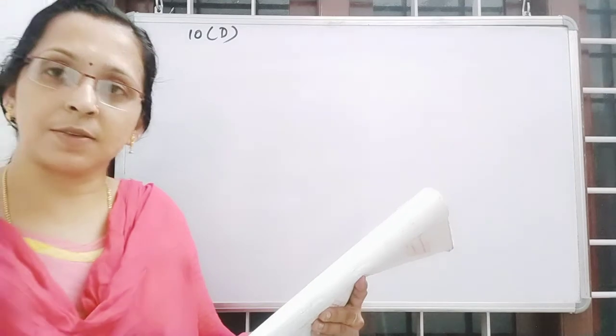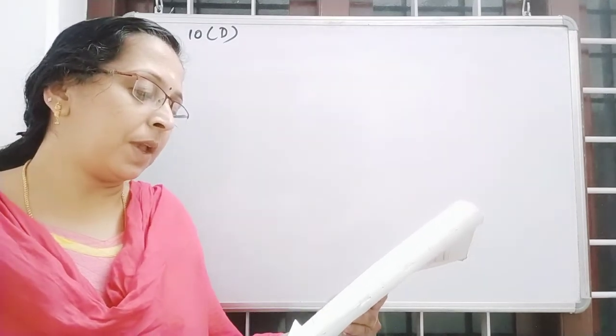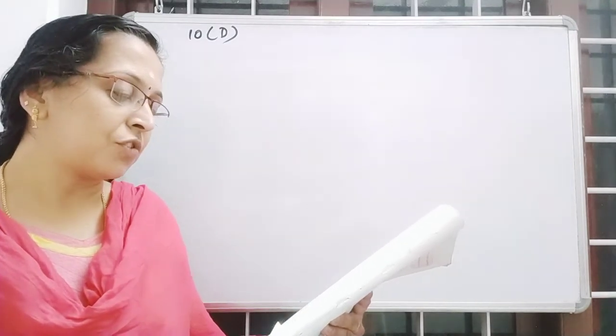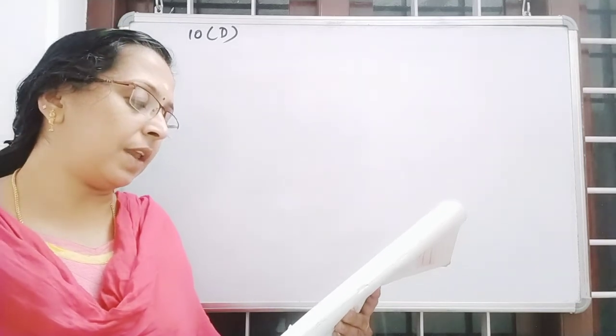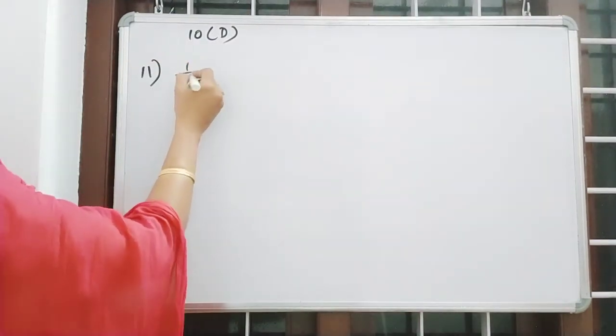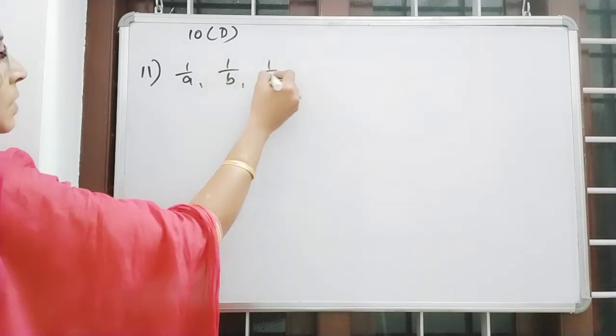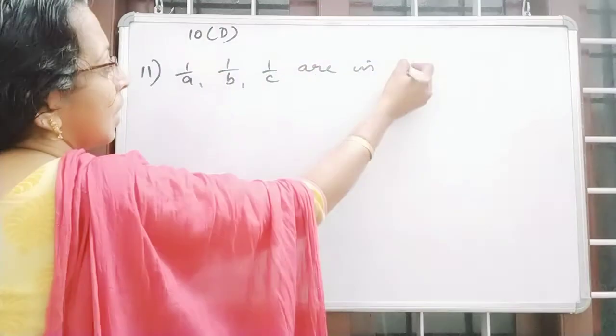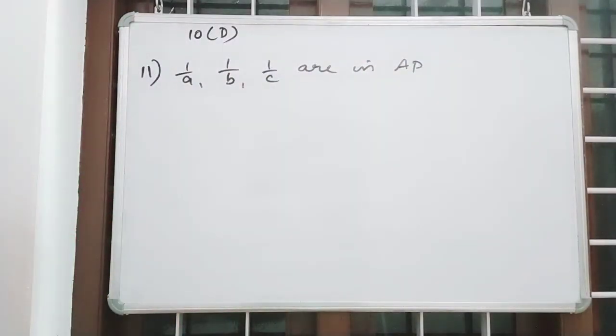11th question, last one. 1 by A, 1 by B and 1 by C are in AP. Show that BC, CA and AB are also in AP. So given 1 by A, 1 by B, 1 by C are in AP. Since these three are in AP, the common difference will be same.